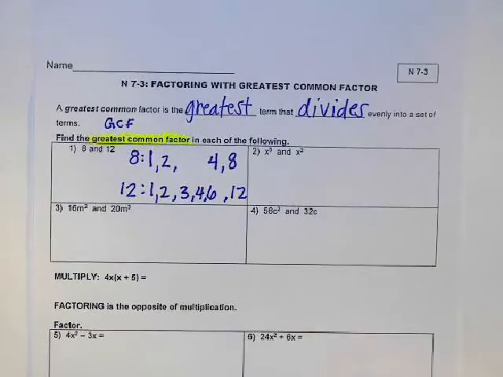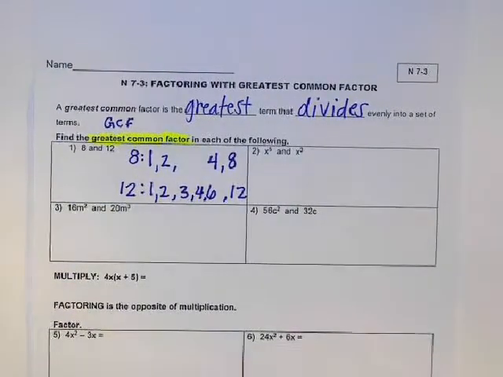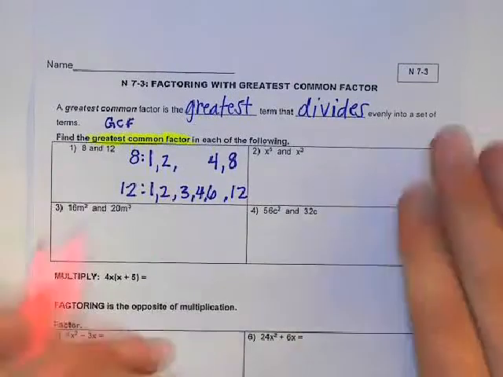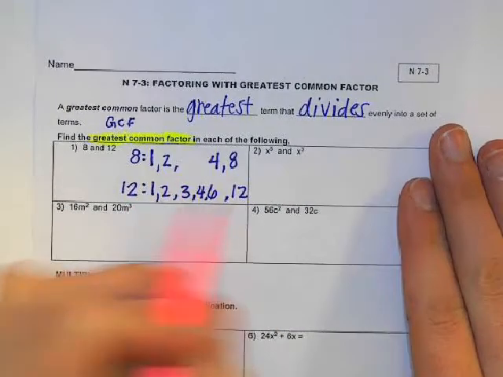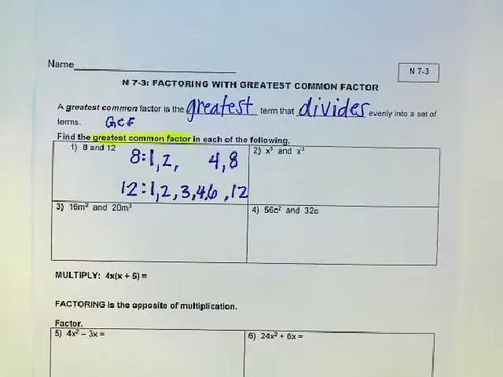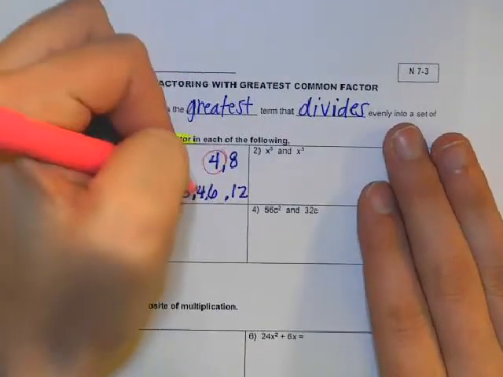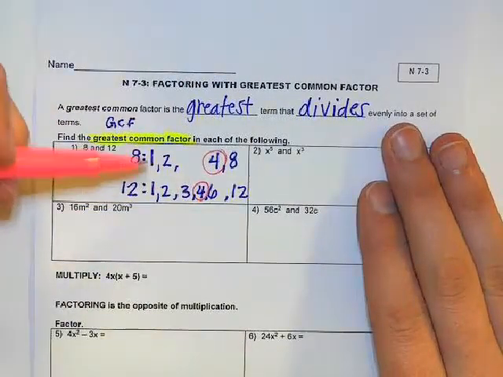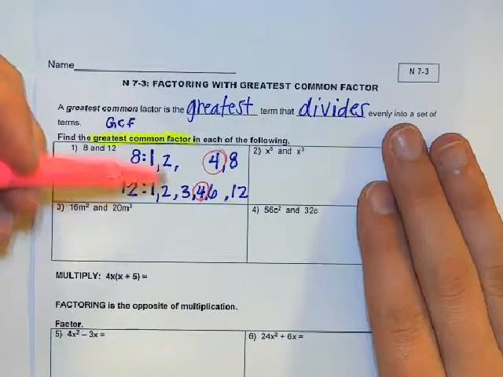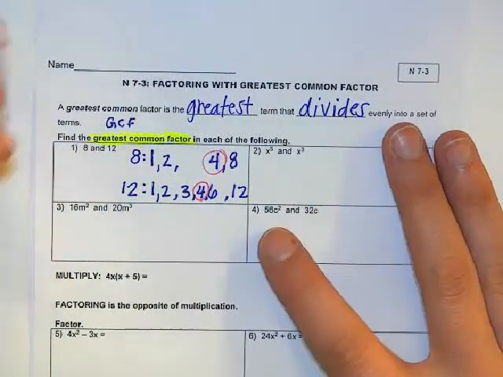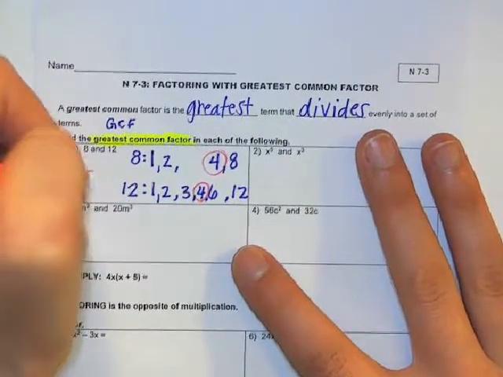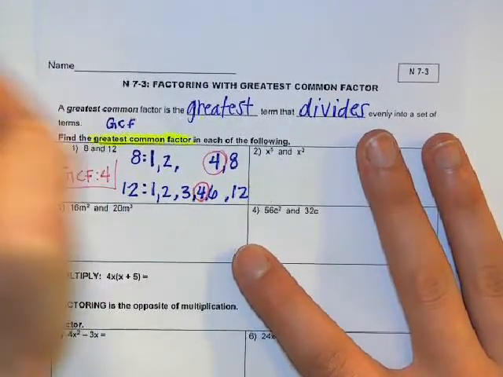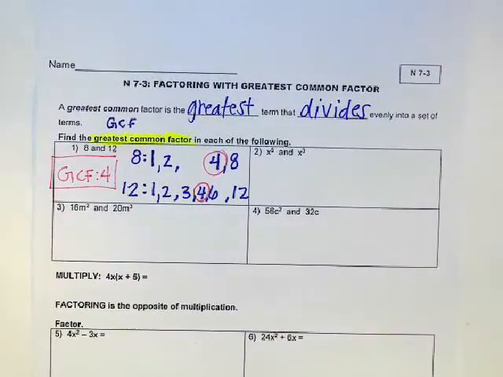Now, I want to know the greatest common factor. These are all factors of 8 and all factors of 12. What does common mean? Common means that they both have them. And I want the greatest common. Do they both have 1? Yeah. Do they both have 2? Do they both have 4? Yes, but the biggest is 4. So my GCF is 4. Got it? Right now I'm just finding the greatest common factor.